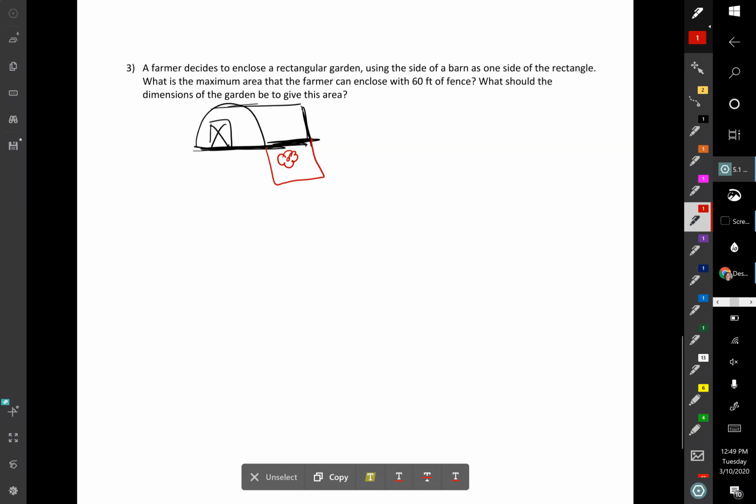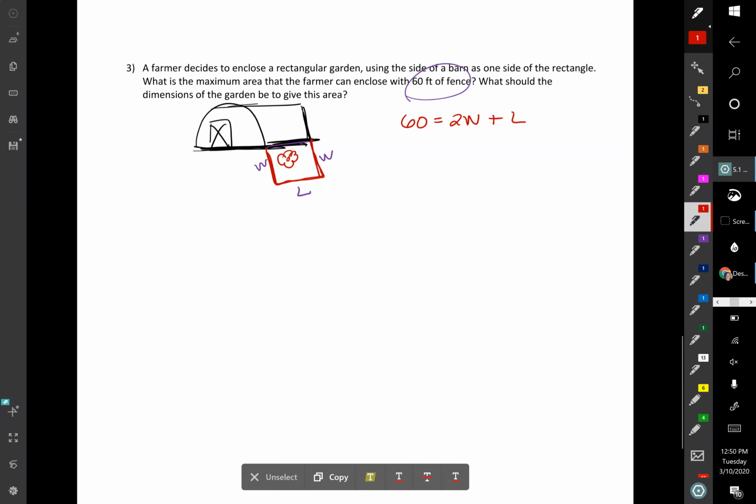And so I would have a width on the right. So I have 2 widths and 1 length, because remember the other length is actually the side of the barn. And I know that my perimeter, the fencing I have, is 60 feet. So right here, the width plus length plus width has to equal 60 feet. 60 equals 2W plus L.